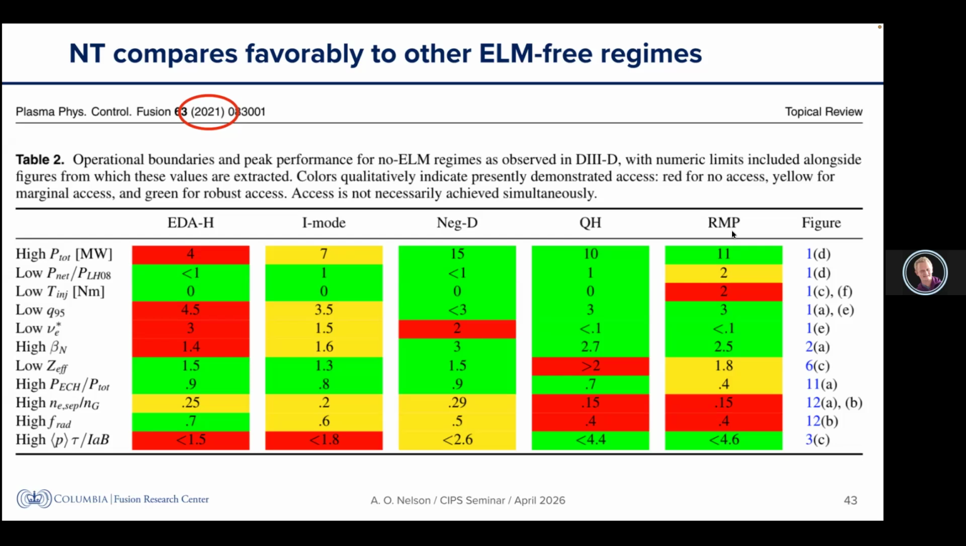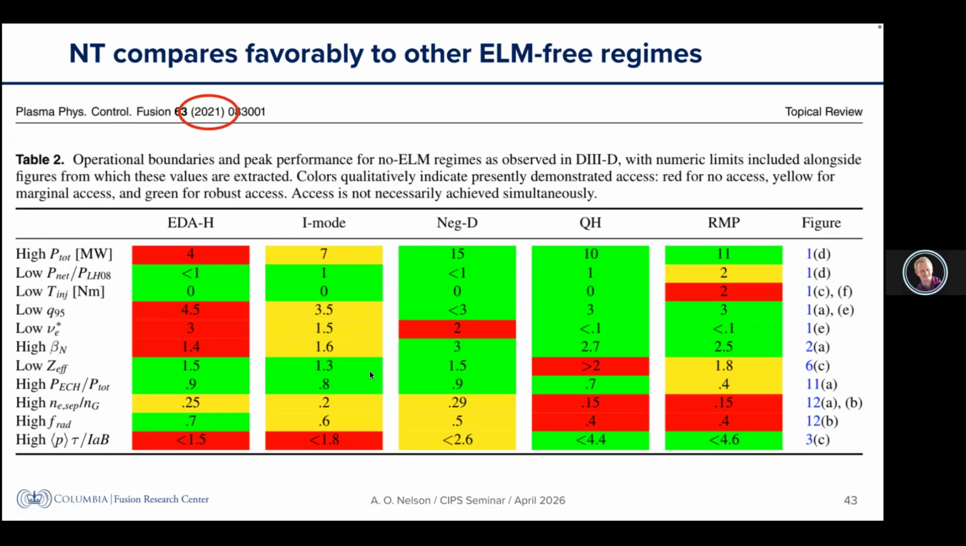To be viable for access to a reactor, it not only has to avoid ELMs, but it needs to do a bunch of other stuff simultaneously, right? And so those are kind of listed on this y-axis. You have to be able to get to high total power. You have to have low power compared to your LH power. You have to have low injected torque. You have to have low Q95, low collisionality, et cetera, et cetera. So these are just different sort of criteria that we have to get to. And importantly, you have to do them all at the same time. So that's not really shown here.